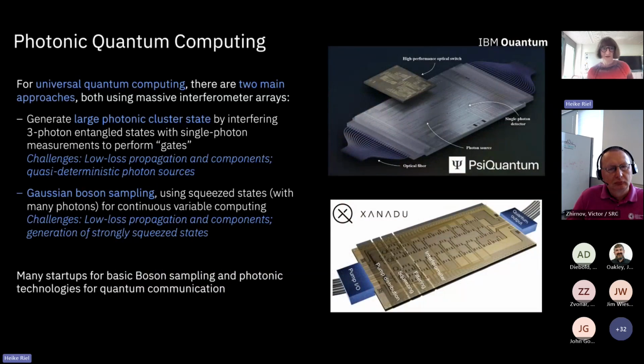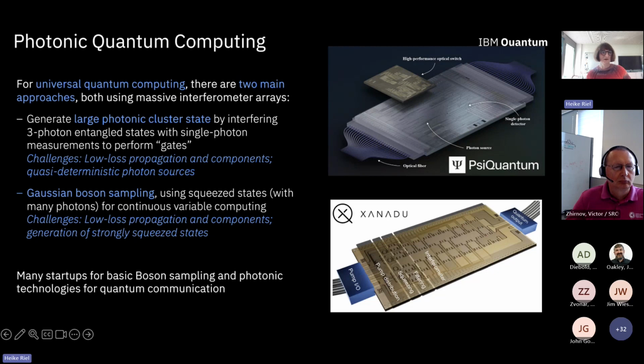Then photonic quantum computing is another topic. Here the idea is to use photons. There are two main approaches. They all use massive interferometer arrays, as highlighted here. These are two key companies in that area, PsiQuantum and Xanadu. One option is to generate a large photonic cluster state. You do interfering of three-photon entangled states, but the challenges here are low loss propagation and components and a quasi-deterministic photon source.